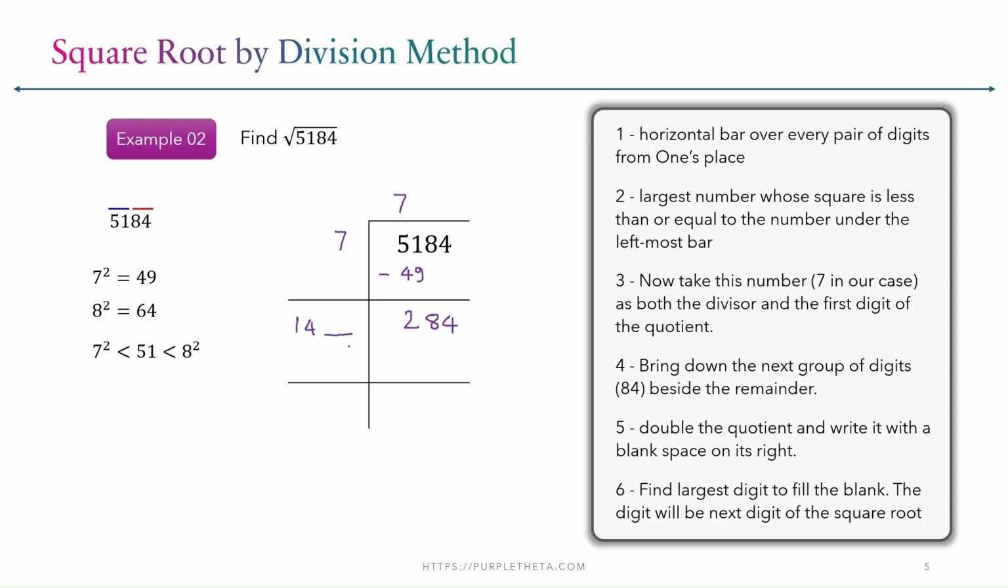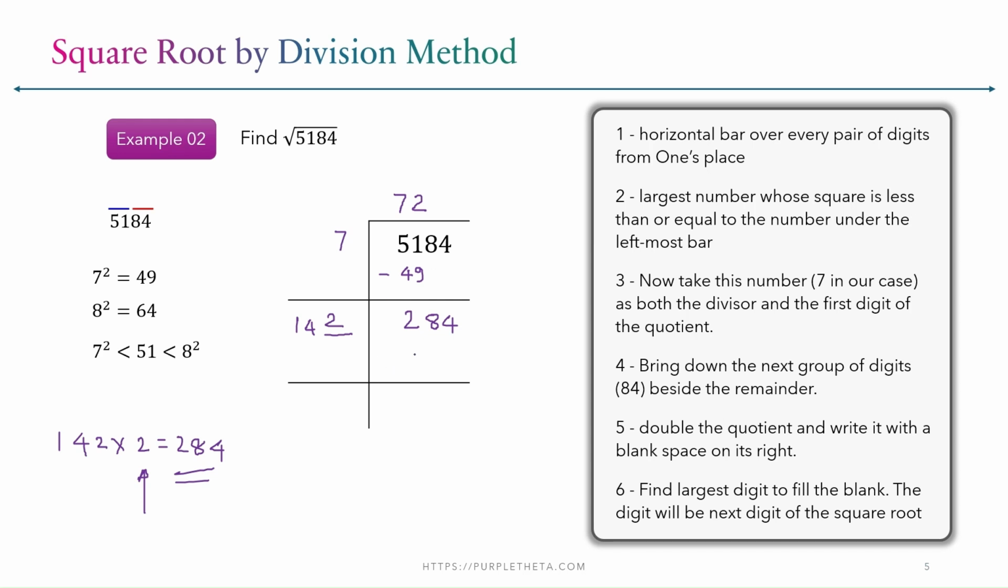For the next step, I need to find the largest possible digit that can fill the blank. This digit will also become the next digit of the square root, right? The digit should be chosen such that the product is less than or equal to the dividend, that is 284. So when 142 is multiplied by 2, then we get 284, right? Therefore, we choose 2. At the blank space, I will write 2, and after this in the quotient, I will write 2.